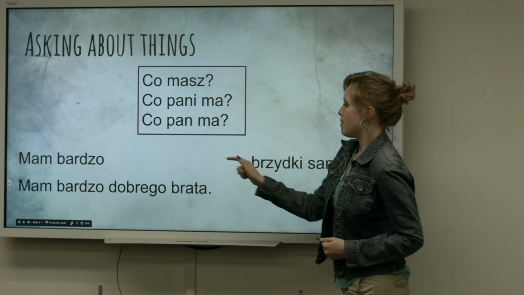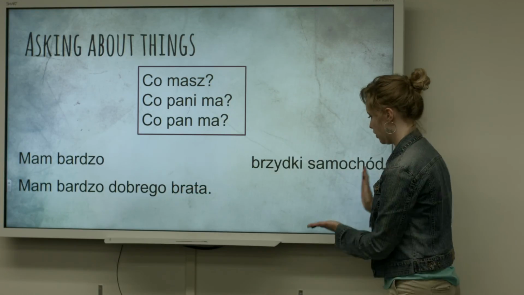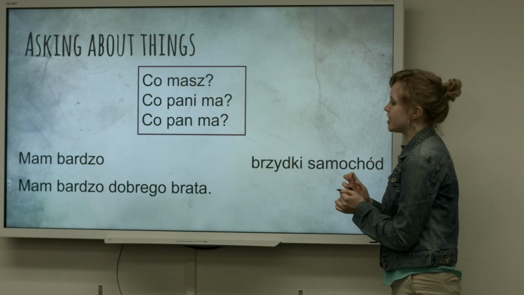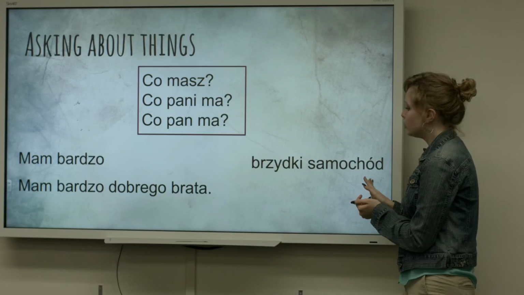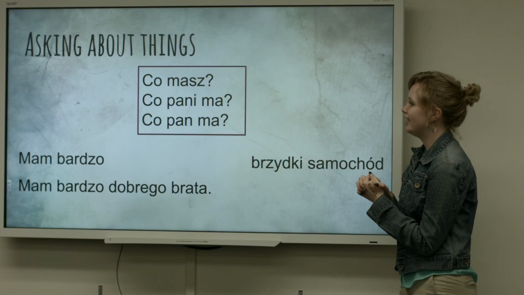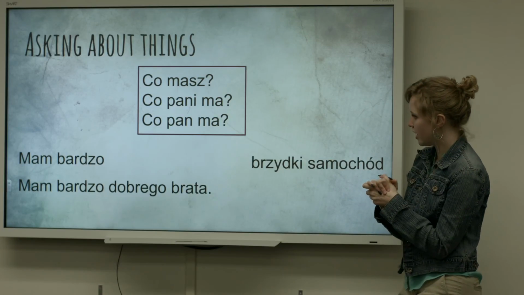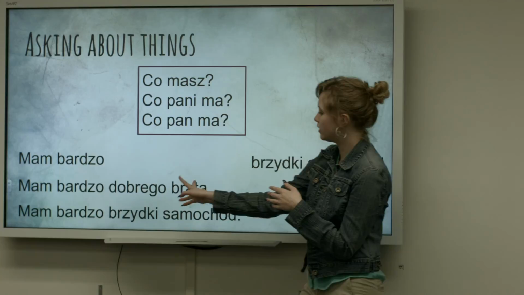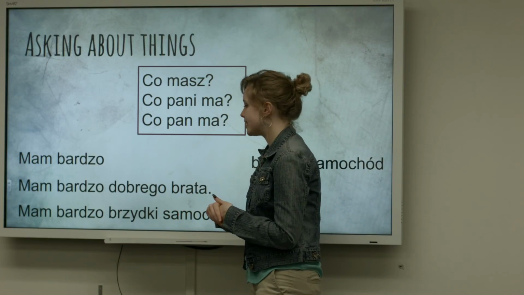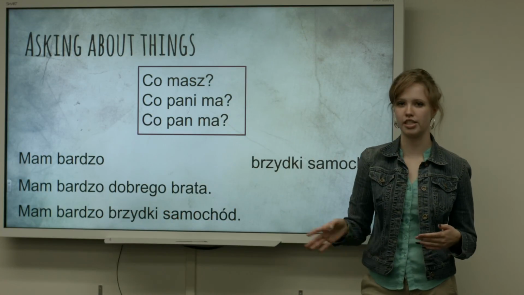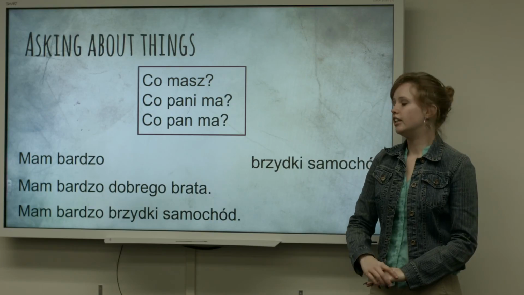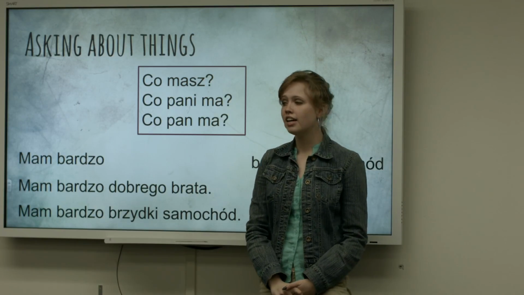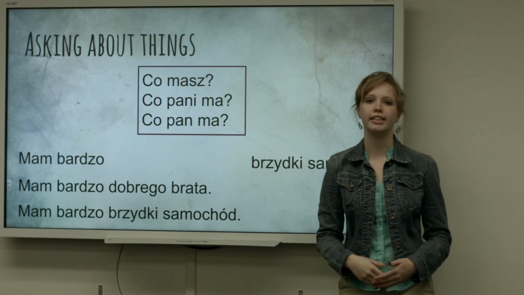So, instead of saying "mam bardzo dobrego brata", you want to talk about your car. Instead of talking about your brother, who is a living thing, you're now talking about an inanimate object, and you want to say "mam bardzo brzydki samochód", which means "I have an ugly car." You don't put brzydki and samochód into the same form as before because it is not animate. In the inanimate masculine, the structure of the noun doesn't change. So really what you need to know for the accusative masculine is that the words change when they are animate.